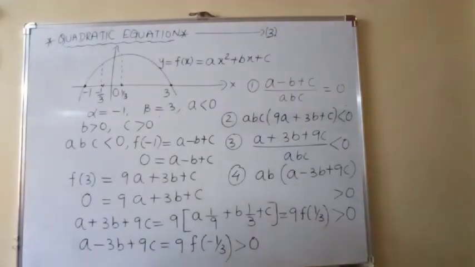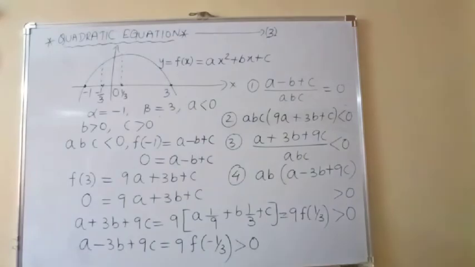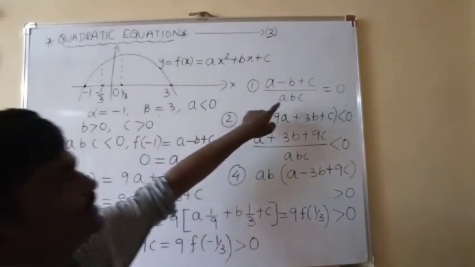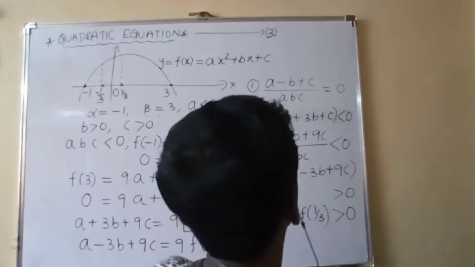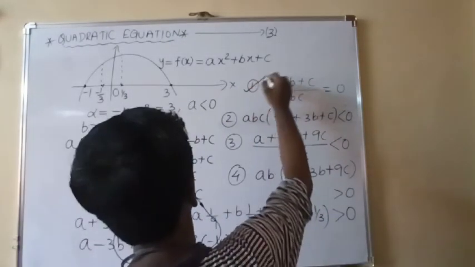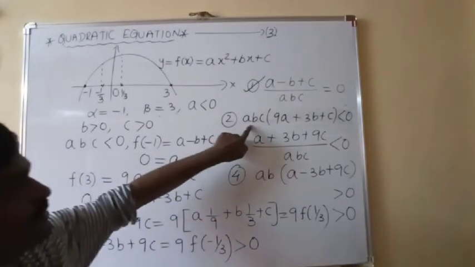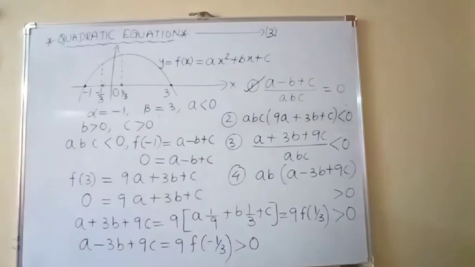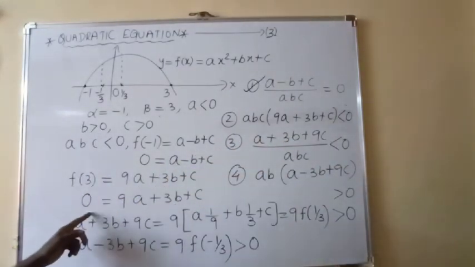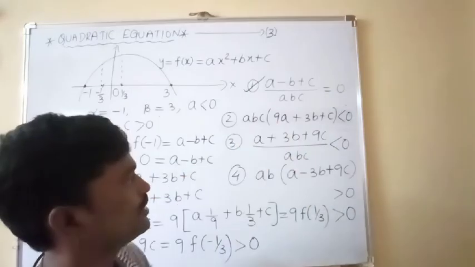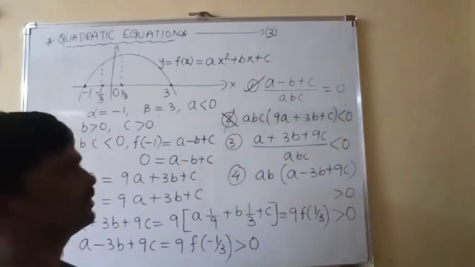Okay. Now a into b into, now here observe a minus b plus c value, what we got? 0. A, b, c value is what? Negative. So 0 by negative value is 0 only, no? So first option is correct. Next, second option. A into b into c value? Negative. 9a plus 3b plus c value, what we got? 0. 0 into negative value is 0. 0 less than 0 is wrong. So second option is wrong.